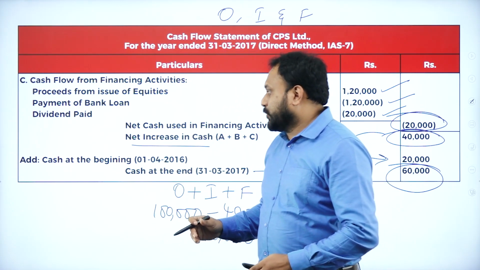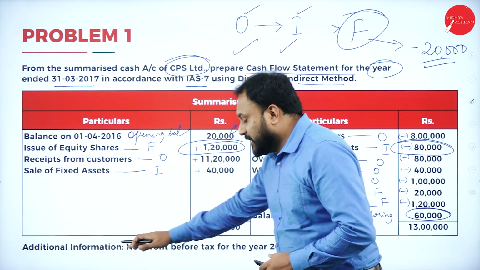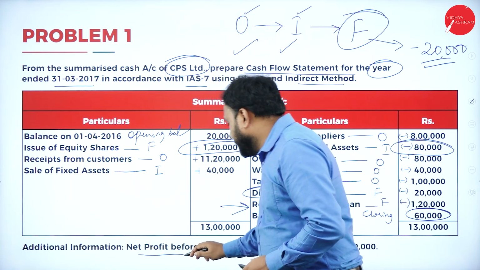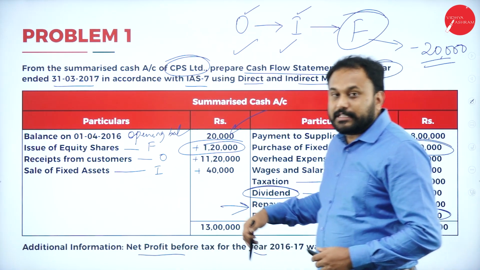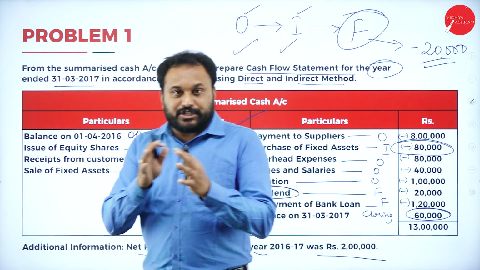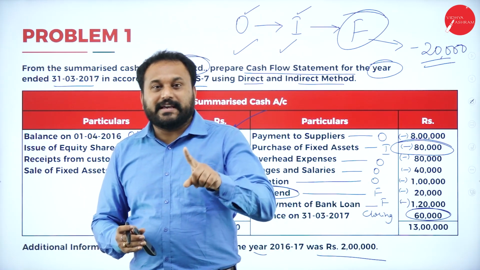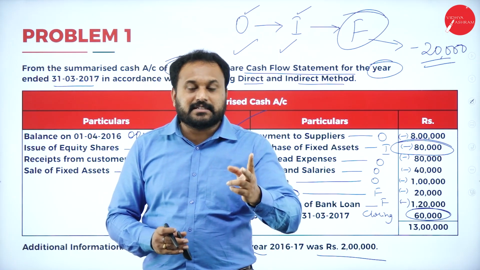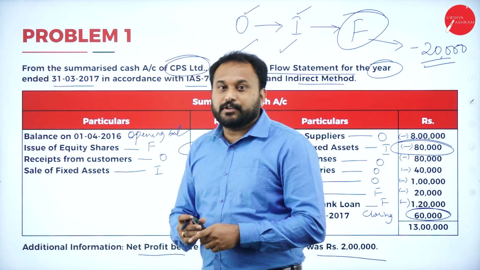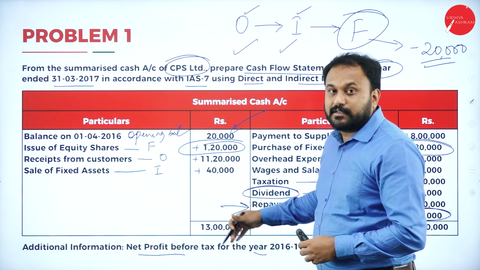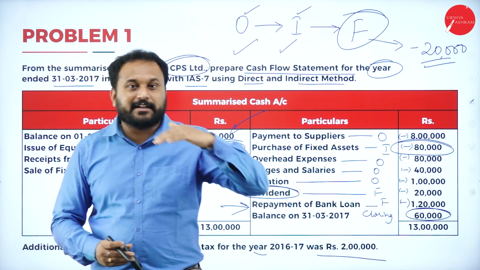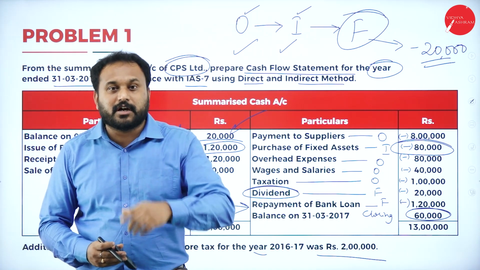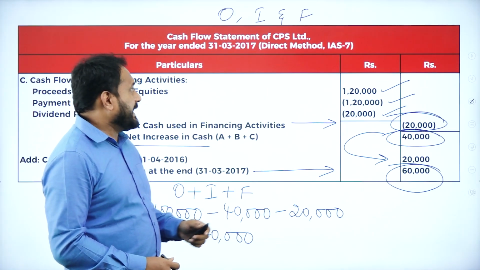Here in the question, we have additional information that net profit before tax for the year 2016-17 is 2 lakh. So only the operating will change. Apart from that, investing and financing are the same. So we need to deduct the taxation, which is 1 lakh rupees, from 2 lakh. So 2 lakh minus 1 lakh is how much? 1 lakh. That is your operating. So let's go with the indirect.